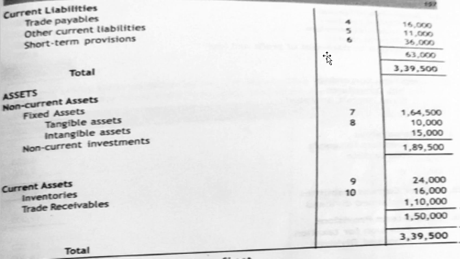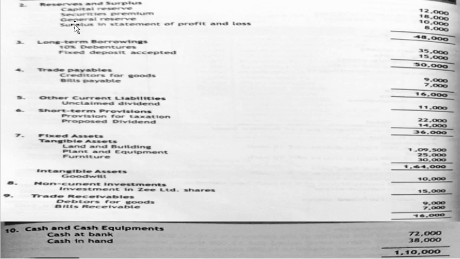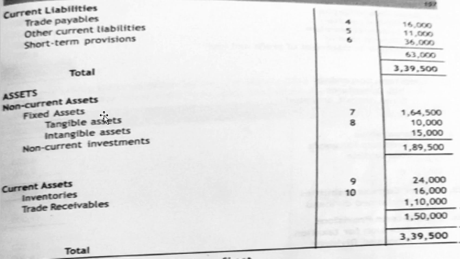So the total of equity and liabilities will be 3,39,500. Next is your asset items. As per your working note, the asset items are fixed assets, tangible, working note 7, and intangible assets. Tangible assets are 1,64,000 and intangible assets are 10,000. So we will record in the balance sheet, non-current assets, fixed assets, tangible and intangible, 7 and 8, according to the working note, 1,64,500 and 10,000.